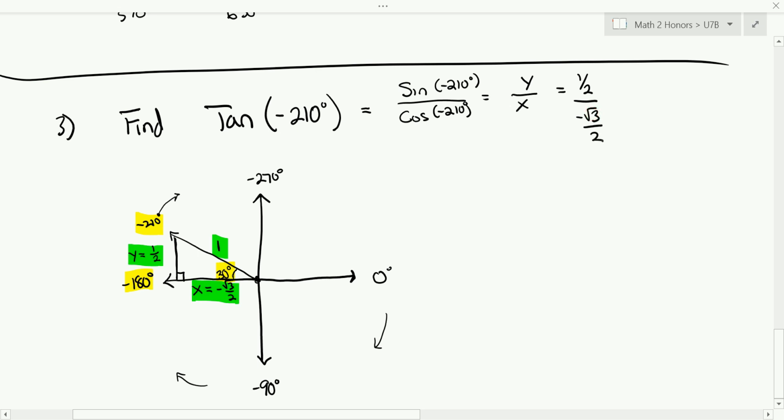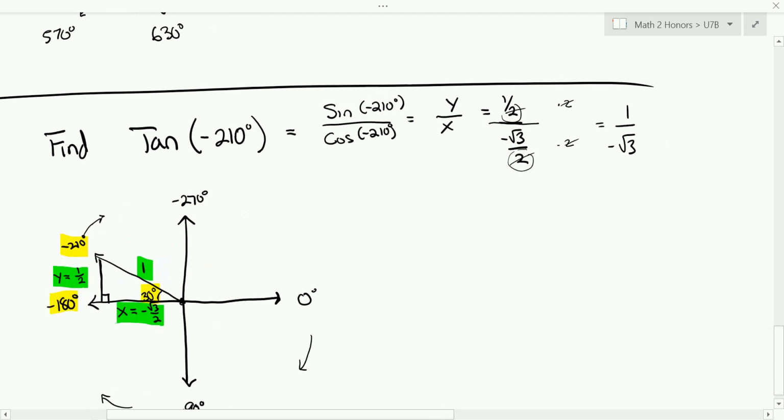Okay. So in this case, because both of the smaller denominators are 2, for this bigger fraction, we could multiply the top and bottom by 2, which reduces those fractions. And we end up with 1 over negative root 3.